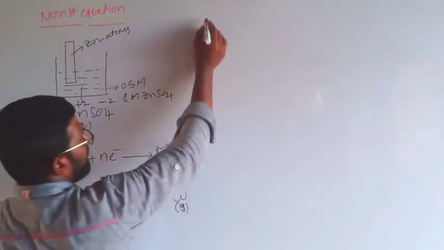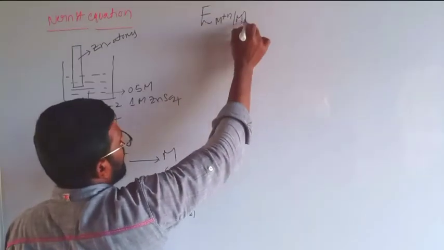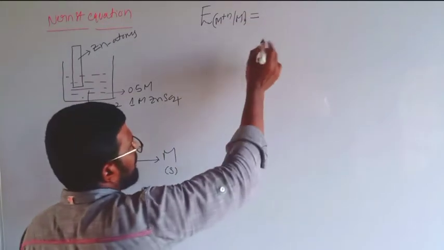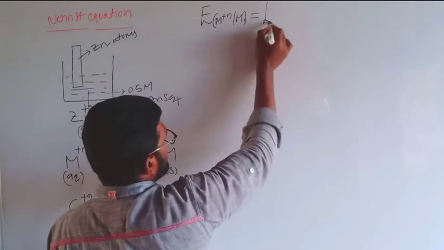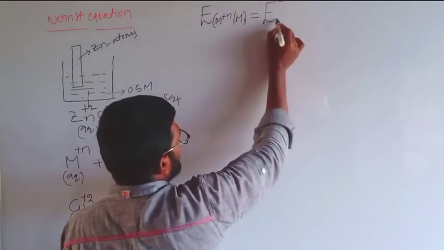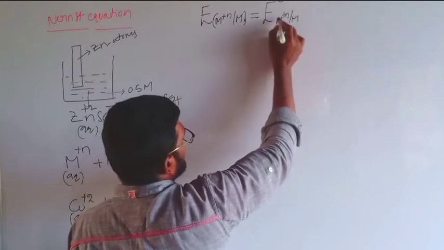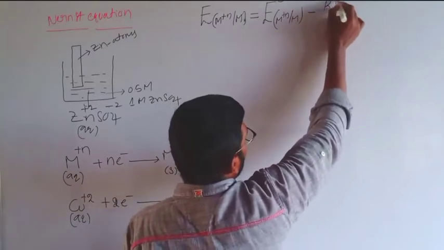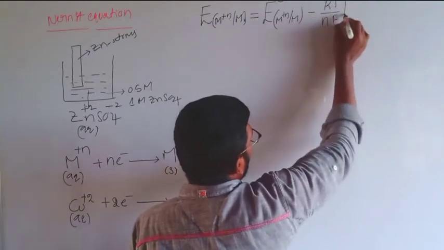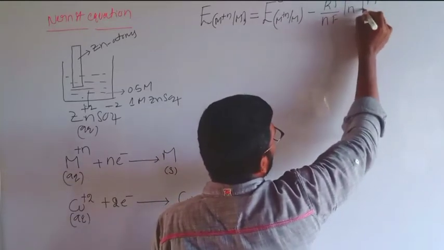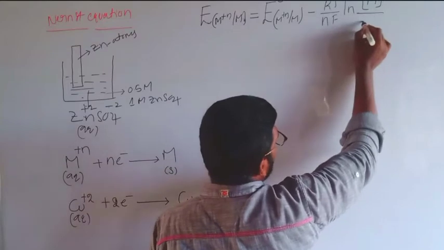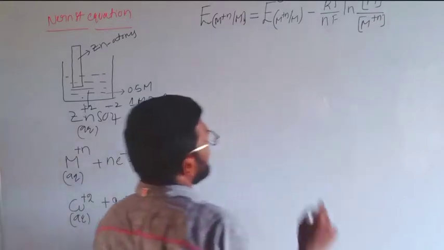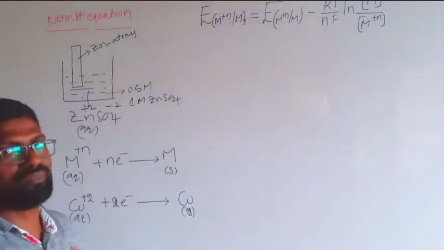So according to Nernst, the reduction potential of an electrode at a given temperature is equal to the standard reduction potential minus RT by nF ln of the molar concentration of the metal by the molar concentration of the metal ions in their aqueous form. This was the relation given by Nernst.